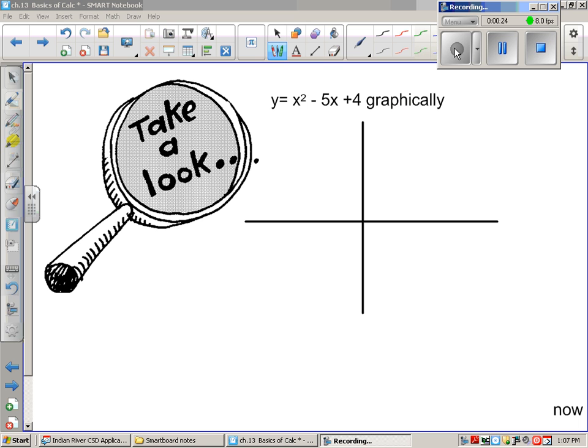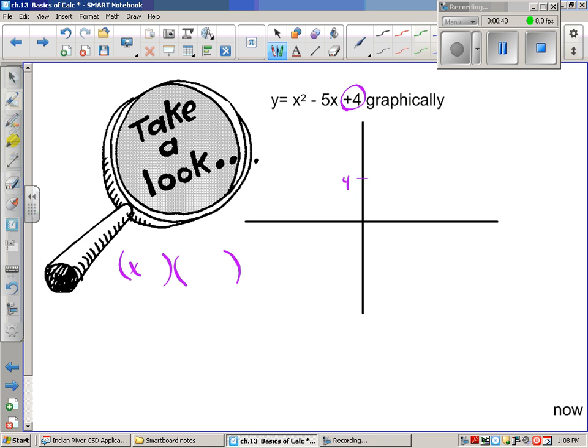x squared minus 5x plus 4. All right, hopefully we remember how to graph a parabola. The first thing I always notice is the y-intercept, and so I know that this thing is going to cross at 4. That's always our first step. The second part of this, of course, is to find the x-intercepts. X-intercepts require me to factor, and so I'm going to do just that, x minus 4 and x minus 1. And so I find out that this graph crosses at x equals 4 and x equals 1. I'm sure you already knew that.